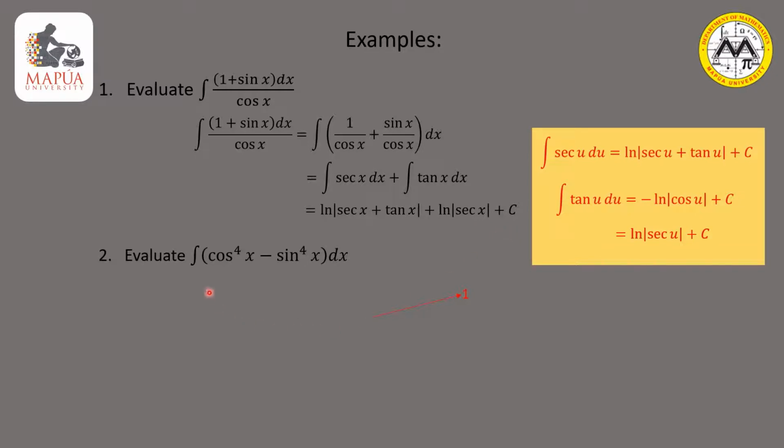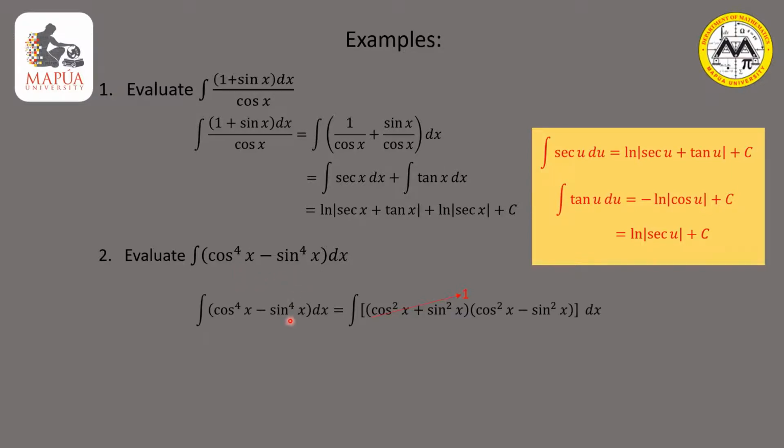For a second example, let us evaluate the integral of cosine to the fourth x minus sine to the fourth x dx. Again, looking at this form, we cannot fit it to any one of the integration rules given earlier. So for this particular example, again, there is a need to transform the given integrand.